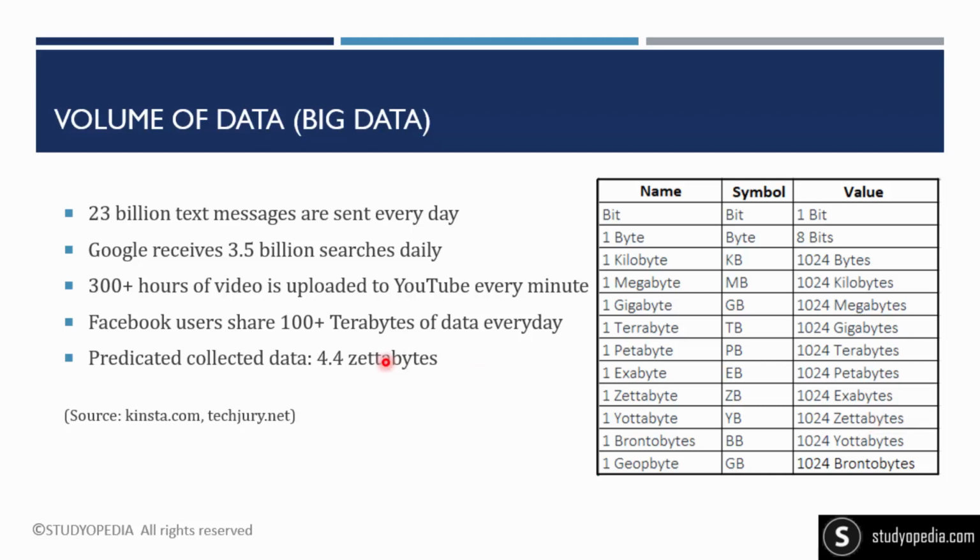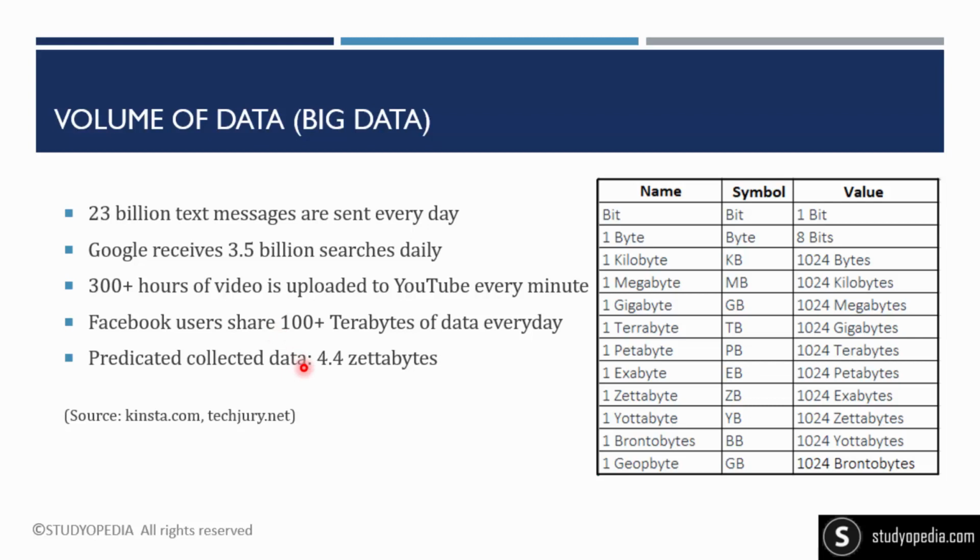Here you can see the stats. This enormous amount of data, 23 billion text messages are sent every day. Google is receiving around 3.5 billion searches daily. And for YouTube, more than 300 hours of videos are uploaded every minute. Even this session I have uploaded on YouTube. This also comes under data. With that, Facebook users share more than 100 plus terabytes of data. Around more than 1 terabyte of images and videos are uploaded every hour on Facebook.